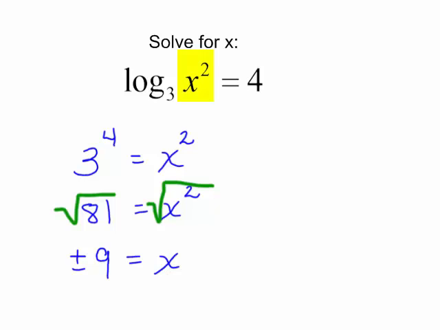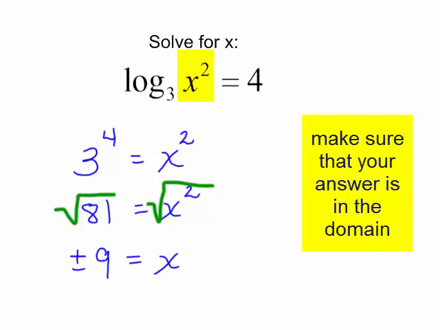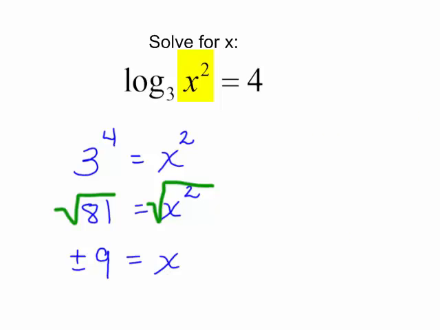We do need to check our answer and make sure our argument is positive. The arguments of logarithms have to be greater than 0. If I plug in 9, I'm taking the logarithm of 9 squared, which is 81. If I plug in negative 9, my argument will be negative 9 squared, which is a positive 81.